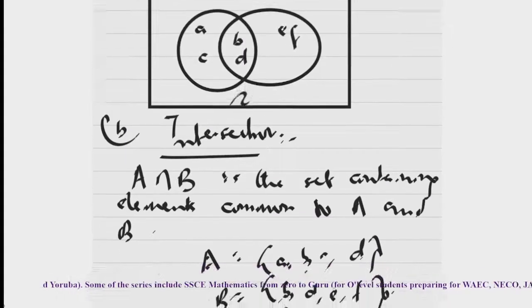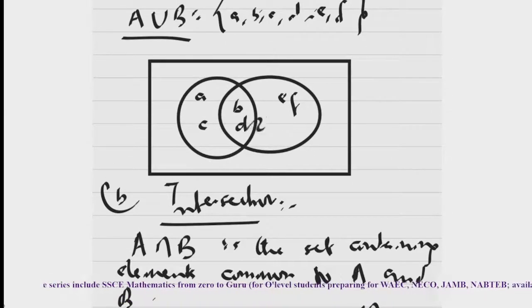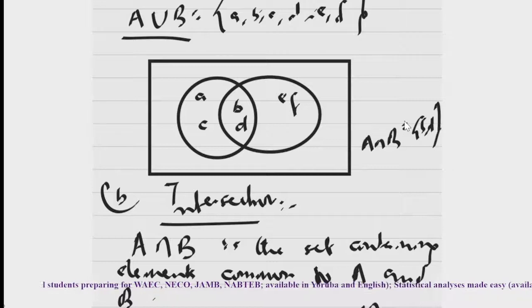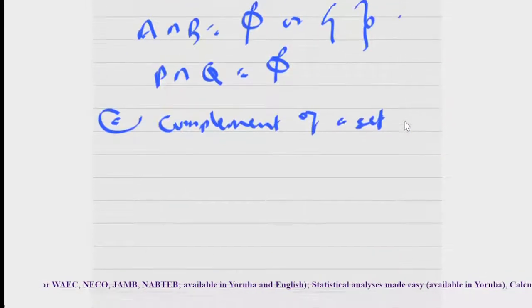But before I go, I think I forgot to describe this. If you want to describe this using a Venn diagram, your A intersection B is what? What is common? You can see B and D are common to both of them. You understand now?